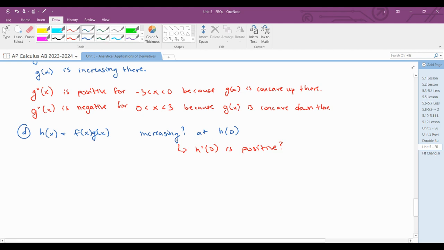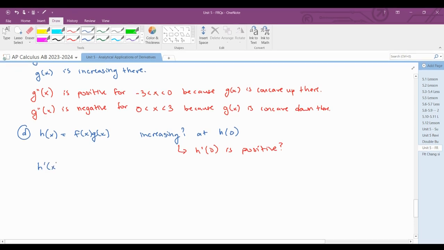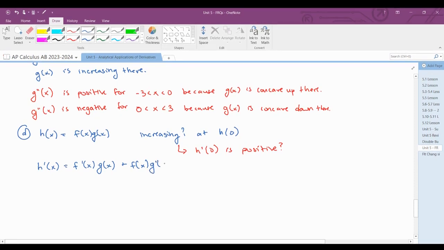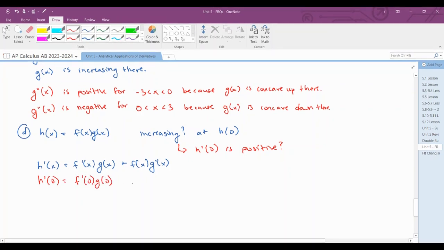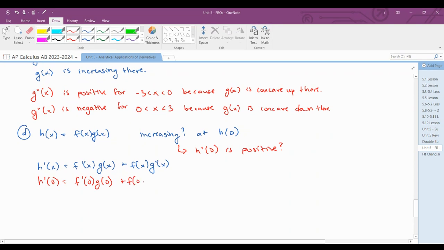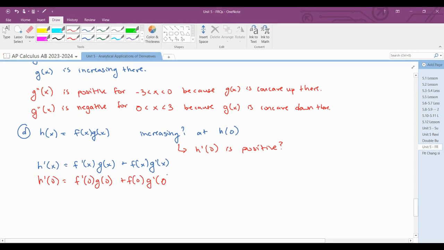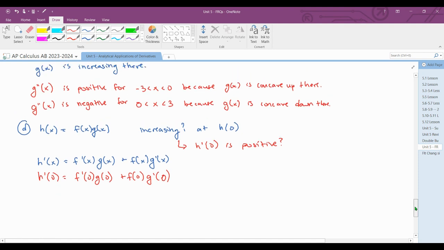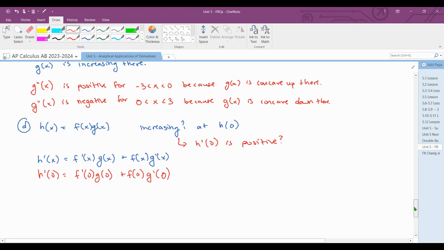So if I want to get h prime, I'm going to have to do the product rule here. So h prime of x is going to be f prime of x times g of x plus f of x times g prime of x. And so if I have h prime of 0, then I have f prime of 0 times g of 0 plus f of 0 times g prime of 0. Okay, so you're going to look at your table or your graph and see what values we have.